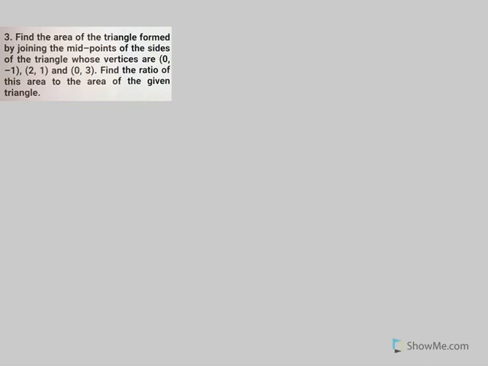Find the area of a triangle formed by joining the midpoints of the sides of a triangle whose vertices are (0, -1), (2, 1), (0, 3). Find the ratio of this area to the area of the given triangle. So here I have a triangle, say A, B and C, and the vertices, so I just joined this A, B and C.